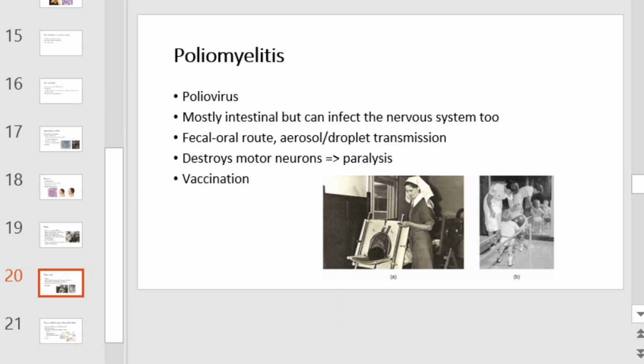Poliomyelitis is caused by the poliovirus. It's mostly intestinal, but can infect the nervous system too. It is transmitted and or enters the body through the fecal-oral route, aerosol, and droplet transmission. It can destroy motor neurons and lead to paralysis. The best way to defeat poliomyelitis is through vaccination.